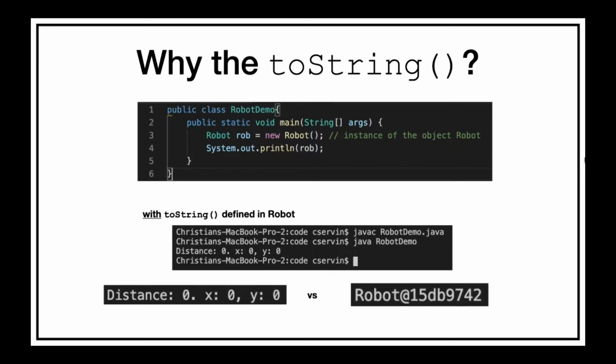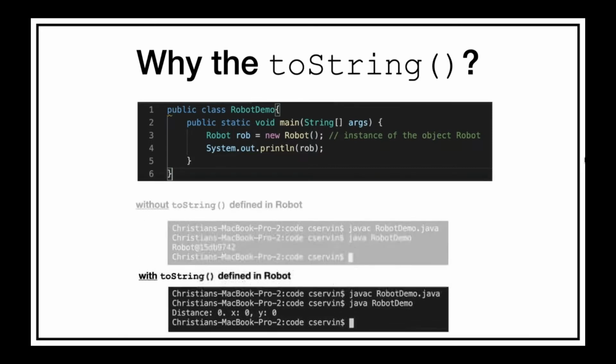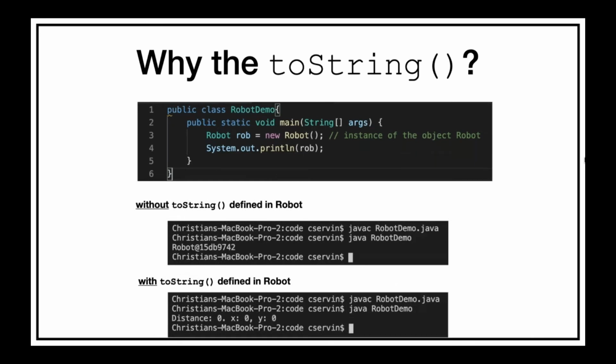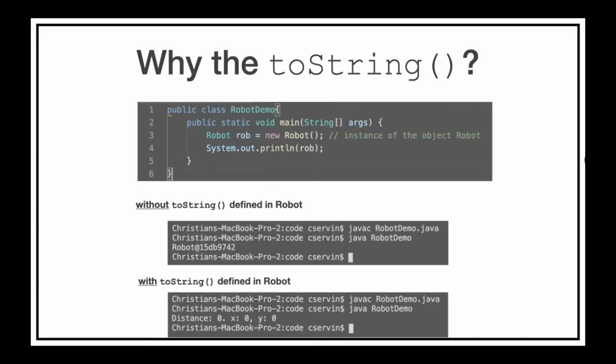Which one do you prefer? The one without toString or the one with toString? Well, if you really don't care about the information of our robot, maybe you don't want to override a toString method. But if Granny is using the robot that you create, maybe you want to give a very meaningful representation of this object, which is the lower part that you can see here.